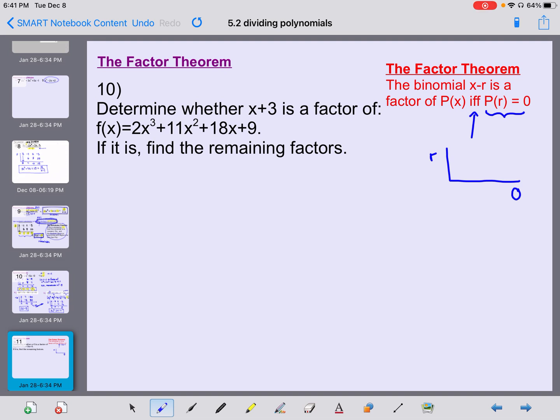So question number 10 says, determine whether x plus 3 is a factor of this f of x cubic polynomial. If it is, find the remaining factors. So what we're going to do is take this, our x minus r. We're going to take the r value, which is -3, the opposite, and we're going to do synthetic division. So 2, 11, 18, 9. Go ahead, pause the video, and figure out the rest of this synthetic division here.